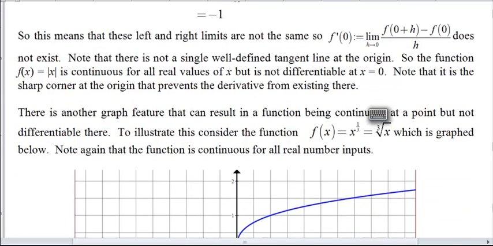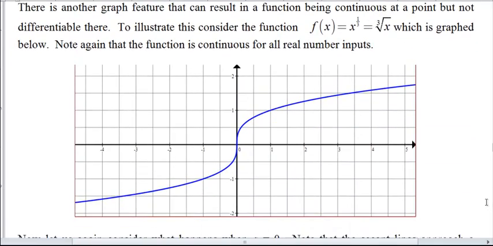There's another type of thing that could happen where it can be continuous but not differentiable. And to illustrate that, let's consider the function f of x equals x to the 1/3, or in other words, the cube root of x. And if I graph that, it looks like this graph that you see right here. Now again, this is continuous everywhere, and let's look at what happens at the origin. So at the origin, as we look at secant lines coming through here, whether we're coming from the right or the left, there is a well-defined tangent line there. That tangent line is the y-axis. You see that?